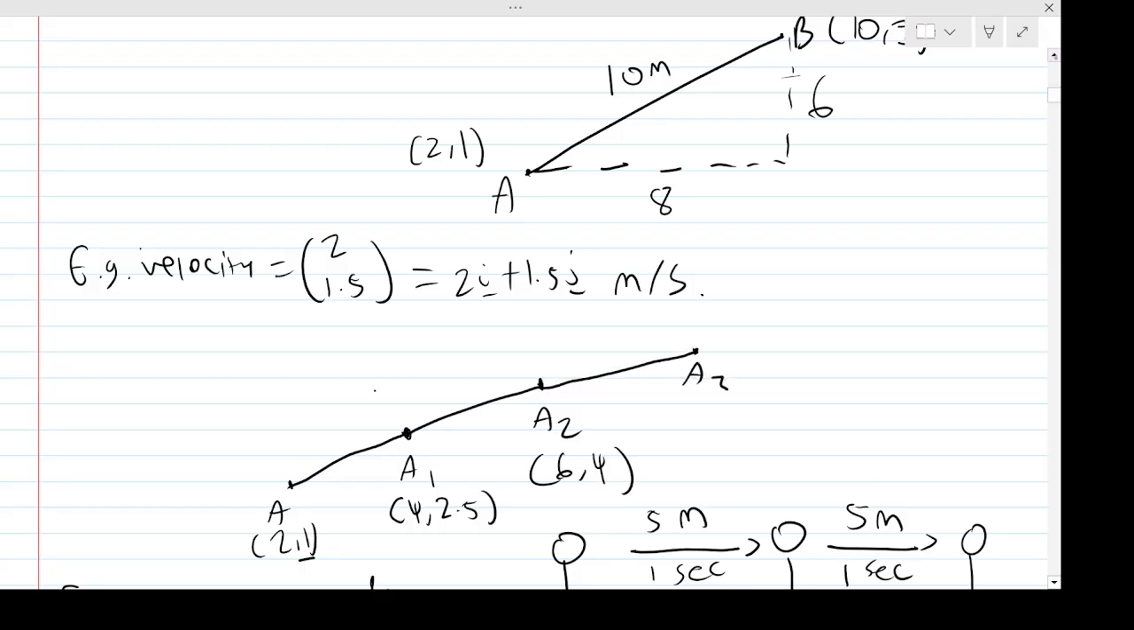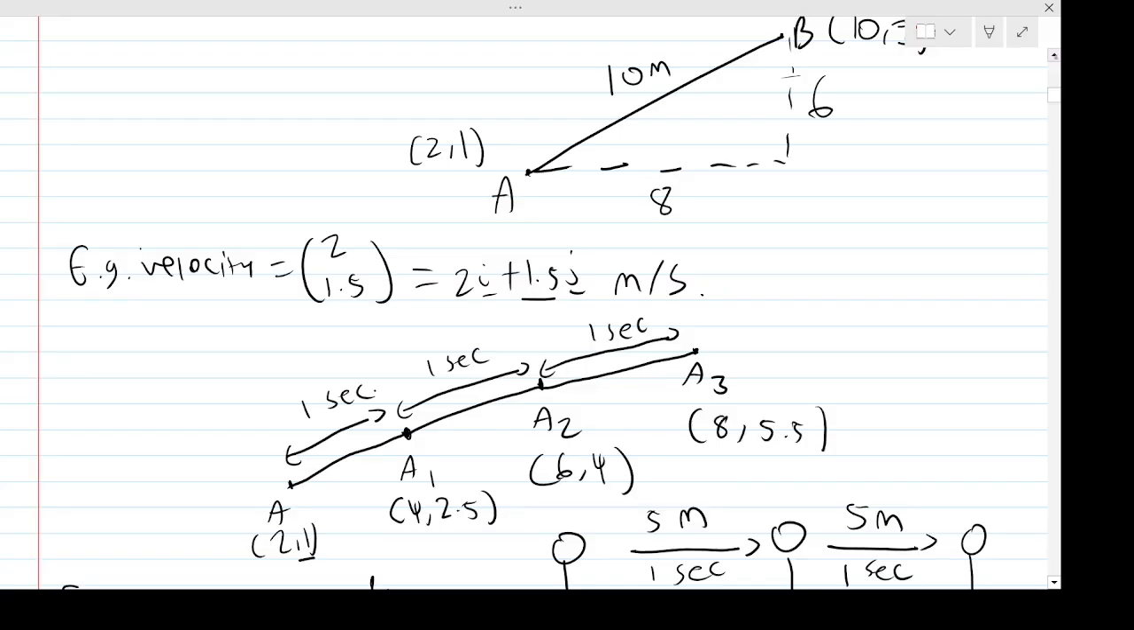So now I'm at the point A3 after 3 seconds. Again, I'm moving every second, increasing by my vector, okay? So at the third point, after 3 seconds, I need to add 2i, so 6 add 2 would be 8. Then for 1.5j, 4 add 1.5 would be 5.5, okay? Now, after 4 seconds, I'm at A4. If I add another 2 on, 8 add 2 would be 10, and for y, 5.5 add 1.5 will be 7.